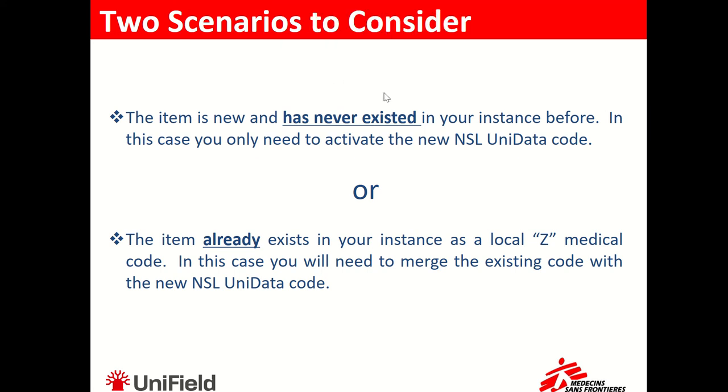So let's start with a demonstration of the first scenario. You have a new medical item that you want to purchase locally, and you've never had this item in your database before. Before, you would have created your own local medical code, but now you request the code from the HQ pharmacy referent. You've received validation that the code has been created and has synchronized down, and you need to simply activate it. There's no history to merge, and no previous existing code for this same item.